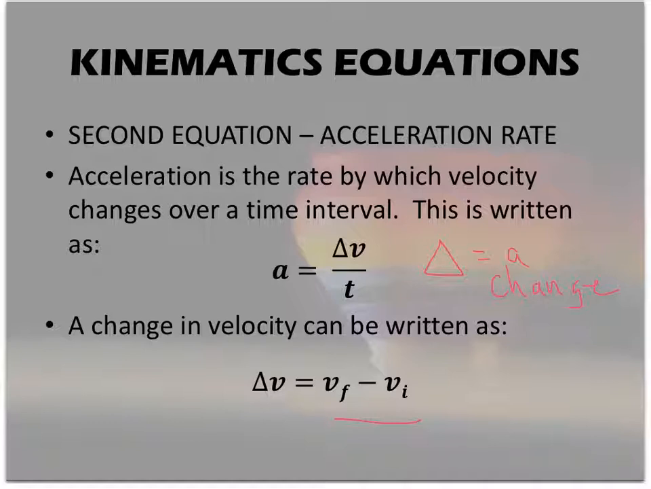So let's say I went from 40 miles an hour to 60 miles an hour. That's a positive increase of 20. 60 minus 40 is positive 20. So keep that in mind. This is your second equation to be writing down. a equals delta v over t. We're going to see it spread out a little later on.